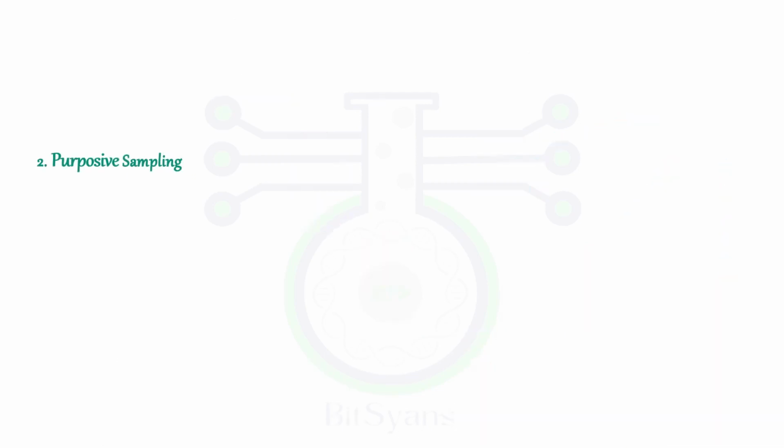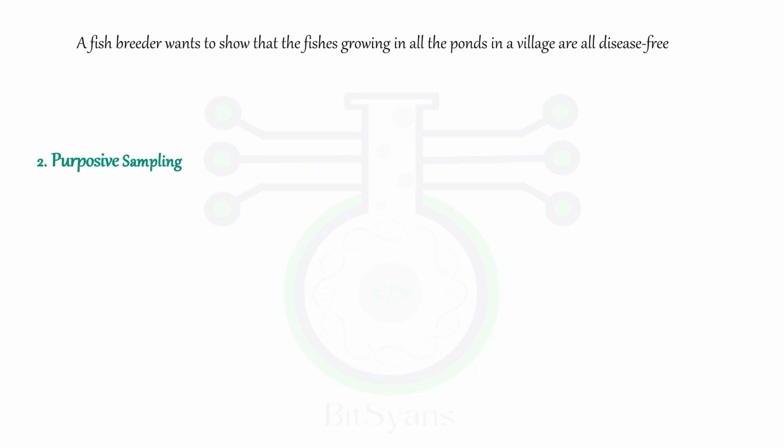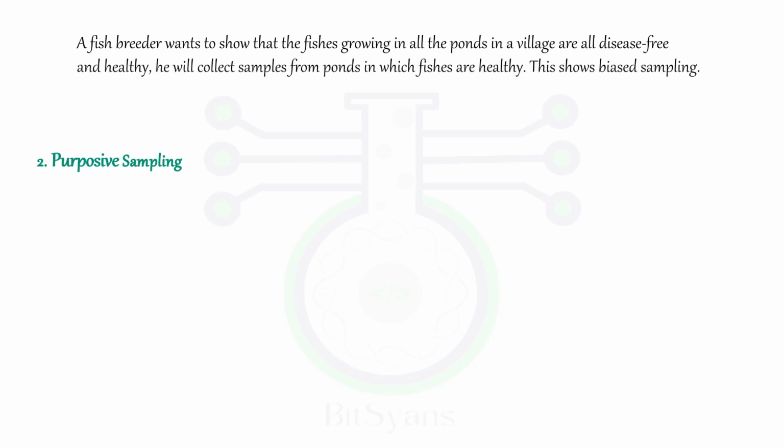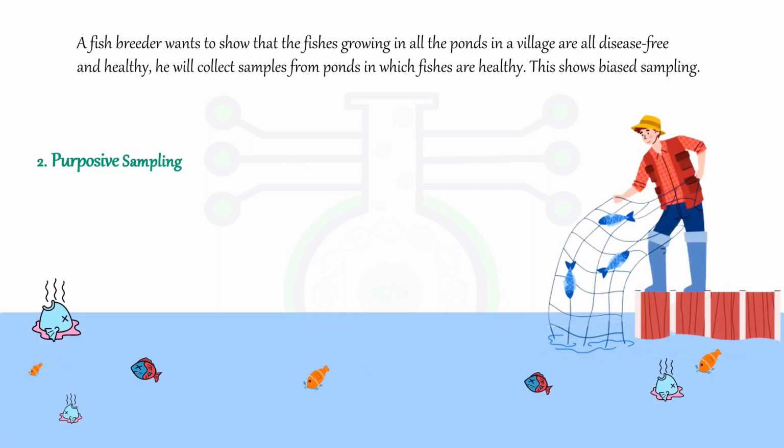Purposive sampling. This type of non-random sampling involves selecting individuals who meet a specific purpose or criterion, such as selecting experts in a certain field or selecting individuals who have experienced a specific event. For example, a fish breeder wants to show that fish growing in all the ponds in a village are disease-free and healthy. He will collect samples only from ponds in which fishes are healthy. This shows biased sampling.